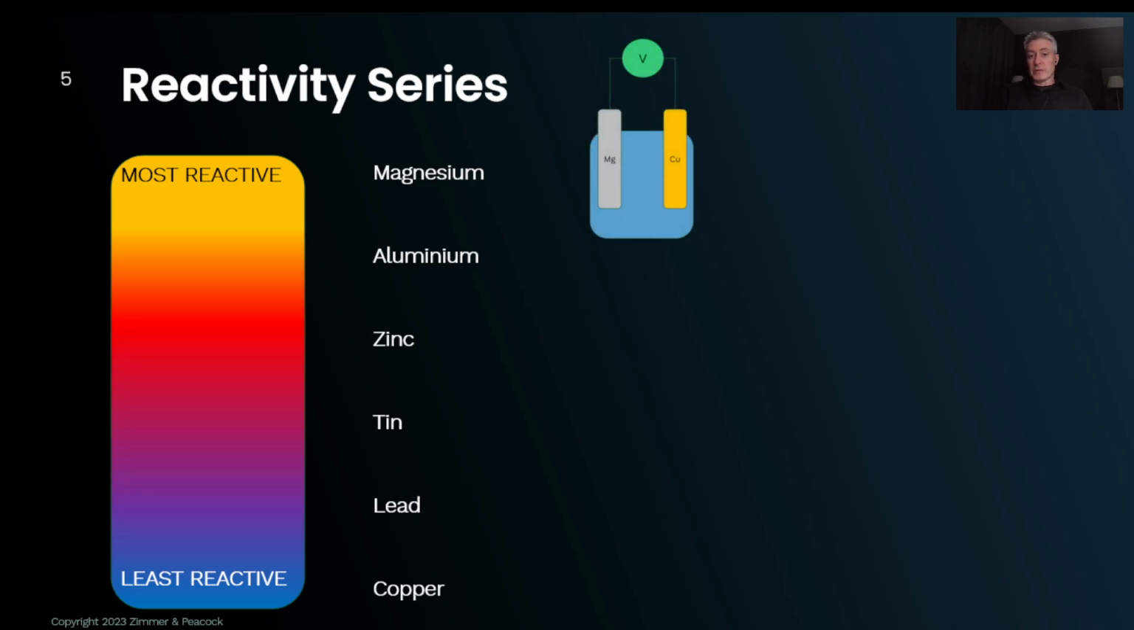So if we put magnesium and copper together, for example, they're quite separate from one another, one at the top and one at the bottom of this particular table. And that separation means that you can predict that they'll give one of the larger voltages when combined together in an electrochemical cell like this.